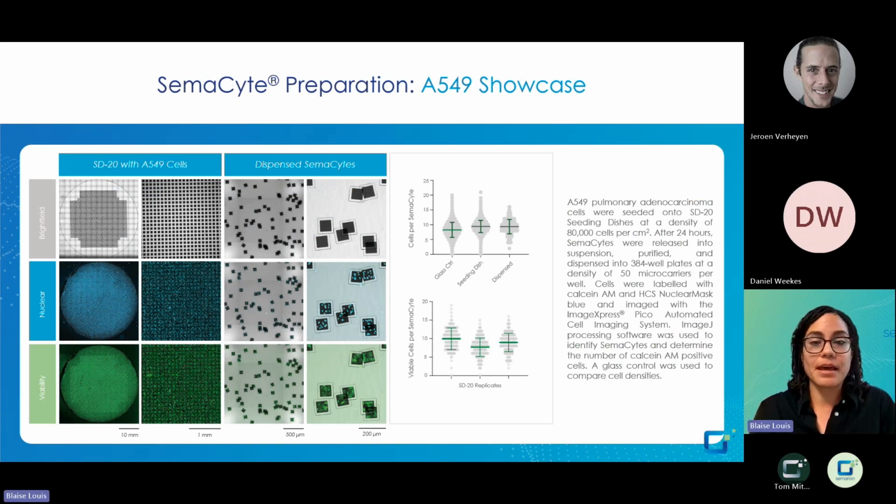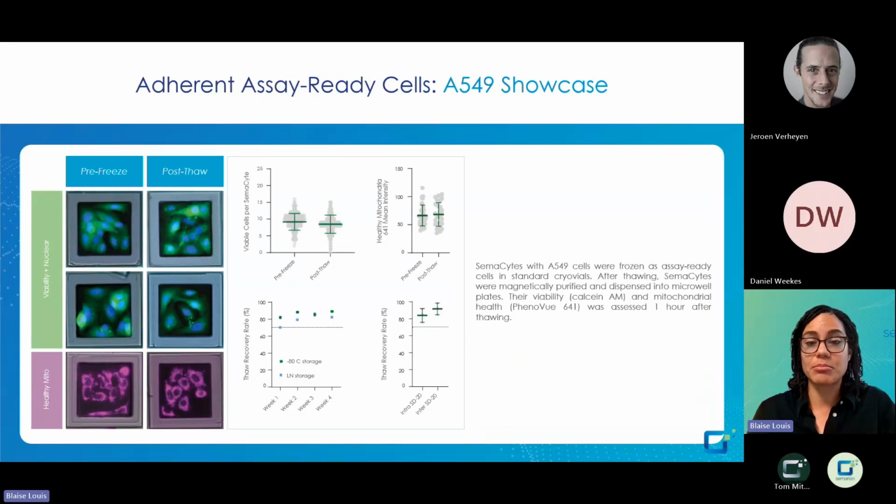We conducted some benchmarking experiments to analyze cell loading reproducibility. We seeded A549 pulmonary carcinoma, adenocarcinoma cells onto SD20 dishes, and we used blank glass dishes as controls. We seeded the cells at a density of 80,000 cells per centimeter squared and cultured them for 24 hours, after which we released them into suspension, purified them, and then dispensed them into 384 well plates at a density of 50 microcarriers per well. We then labeled the cells with calcium and nuclear mask and imaged them with the ImageXpress Pico automated imaging system. As you can see, we see consistent cell numbers.